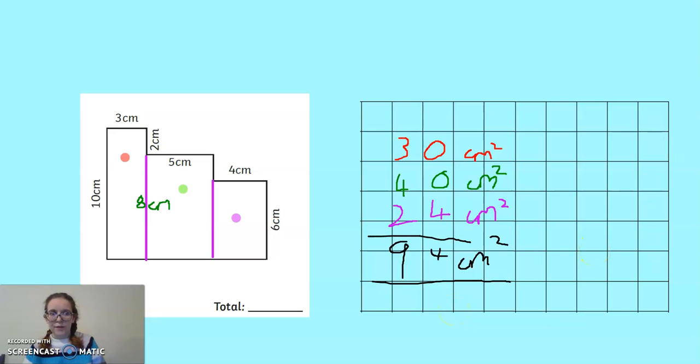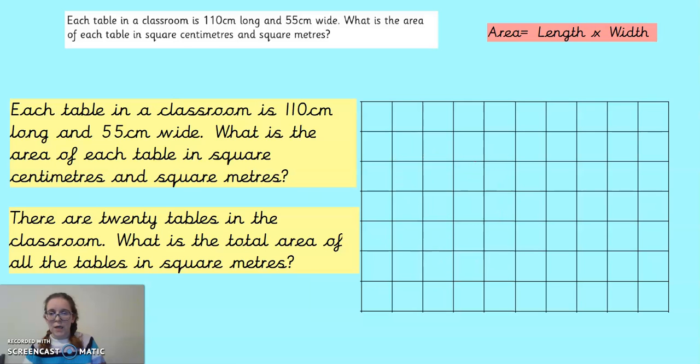Okay then, so the last thing we're going to look at is some tricky word problems using our area knowledge. What do we do when we're looking at word problems? Well, we've got to read it at least twice, and we've got to highlight and underline that key information so that we can work out what it is asking us to do.